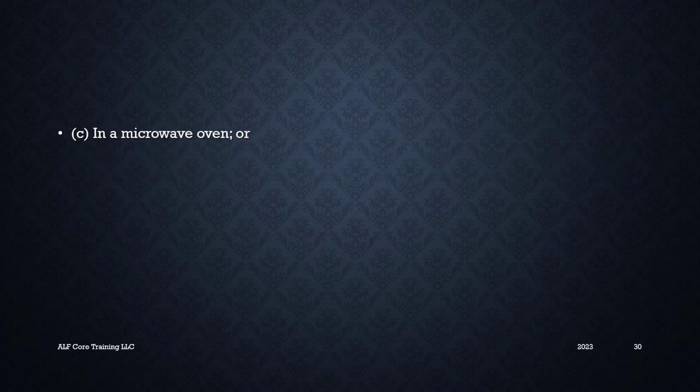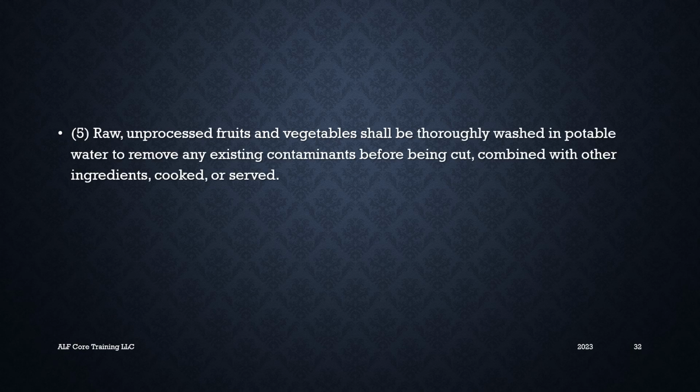Or in a microwave oven, or as part of the conventional cooking process. Raw unprocessed fruit and vegetables shall be thoroughly washed in potable water to remove any existing contaminants before being cut, combined with other ingredients, cooked or served.